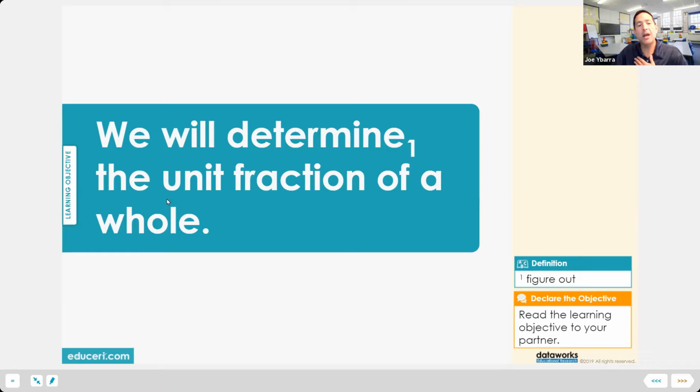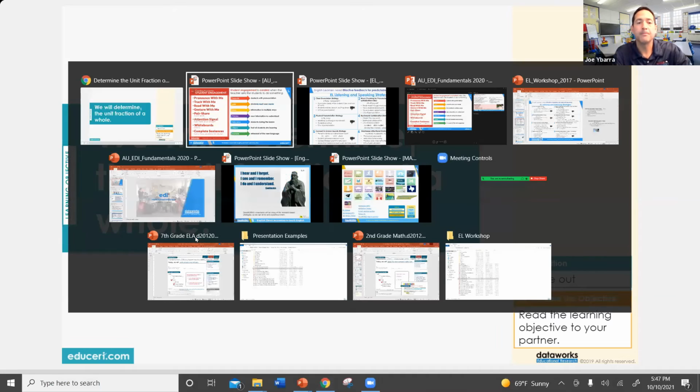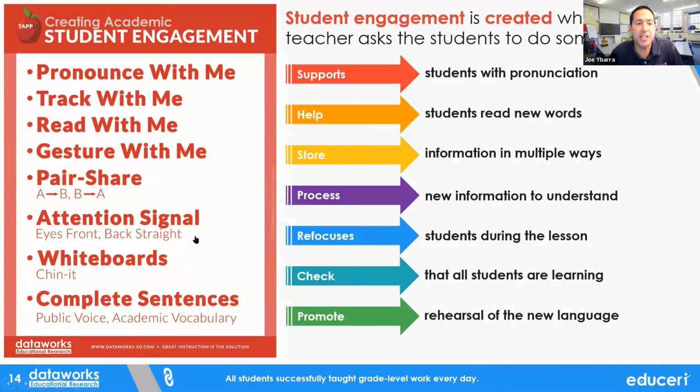We will determine the unit fraction of a whole. Your turn, we will determine the unit fraction of a whole. Very nicely read. And I might even have some students read that. That's track with me. That's pronounce with me. Track with me. Read with me. Okay. Here's why we teach first in EDI.